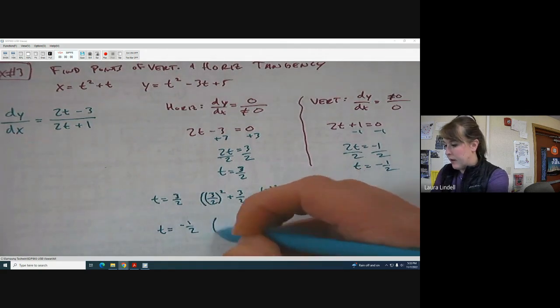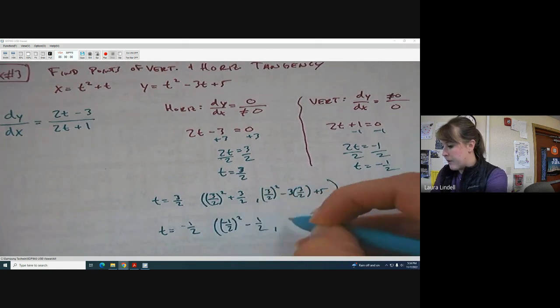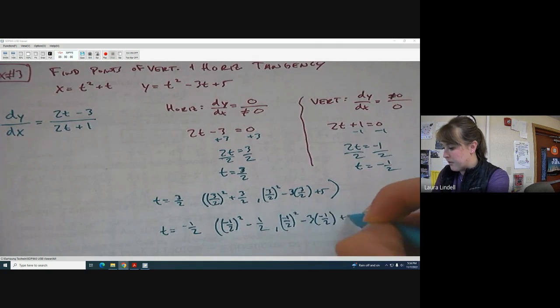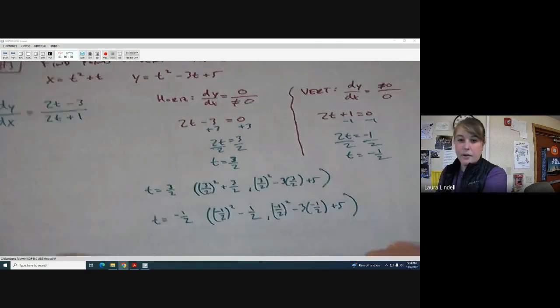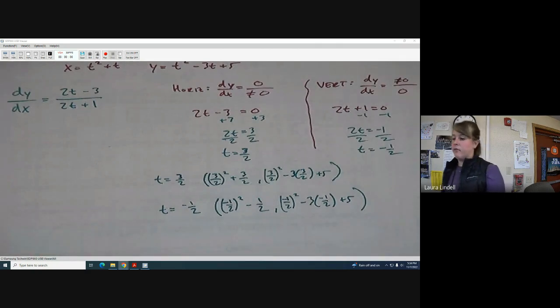And let's see, we got for the x value, negative 1/2 squared minus 1/2. And then for the y value, negative 1/2 squared minus 3 times negative 1/2 plus 5. And again, on that one, I'll let you guys simplify it. But that's the idea of finding horizontal and vertical tangency.